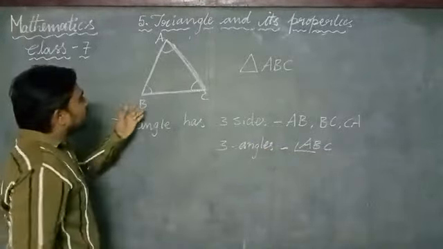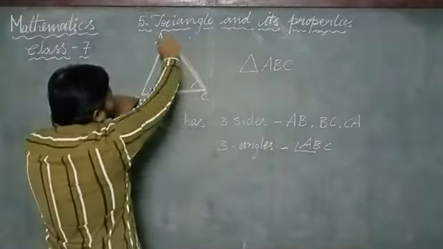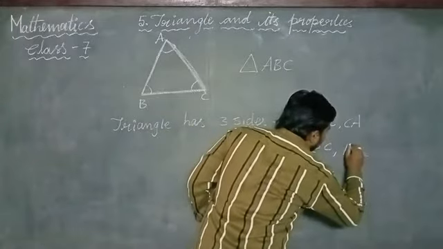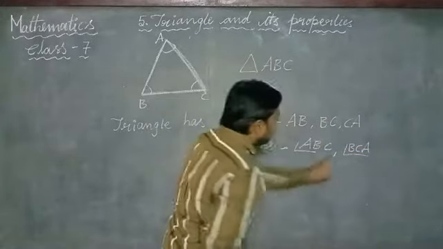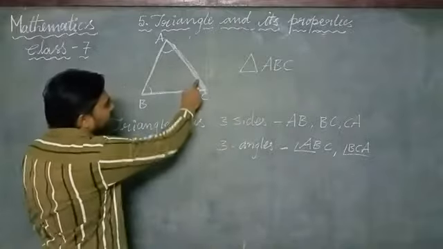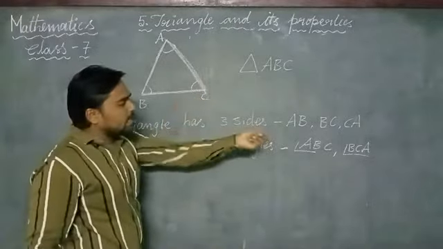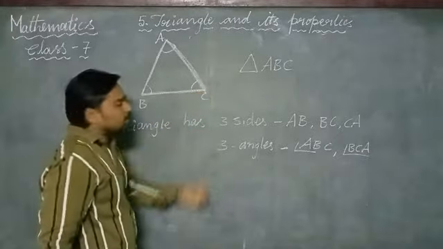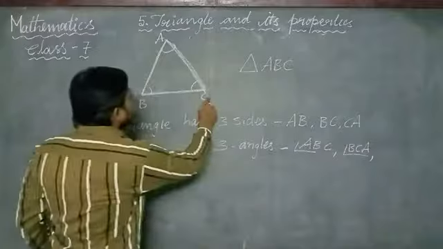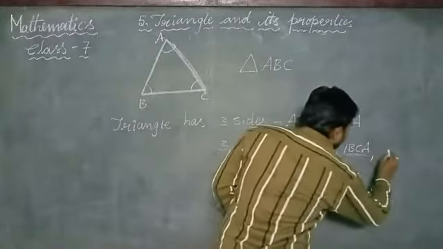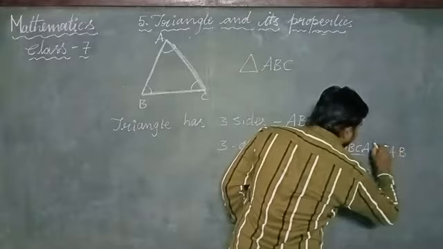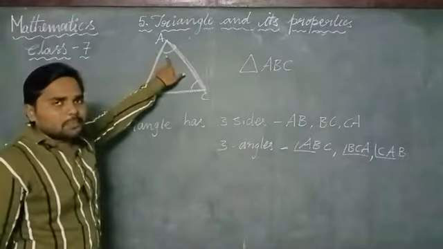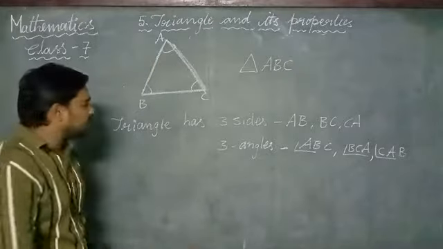After that, angle BCA. Angle BCA is representing the angle at C. After that, angle CAB. Angle CAB is representing the angle at A. These are the three angles in the triangle.